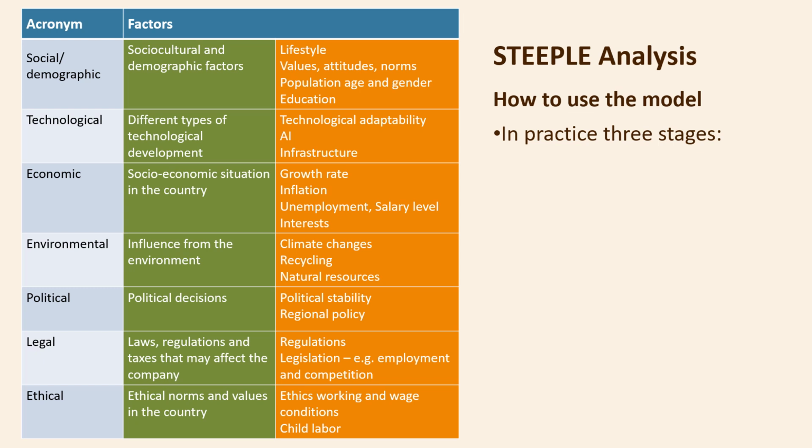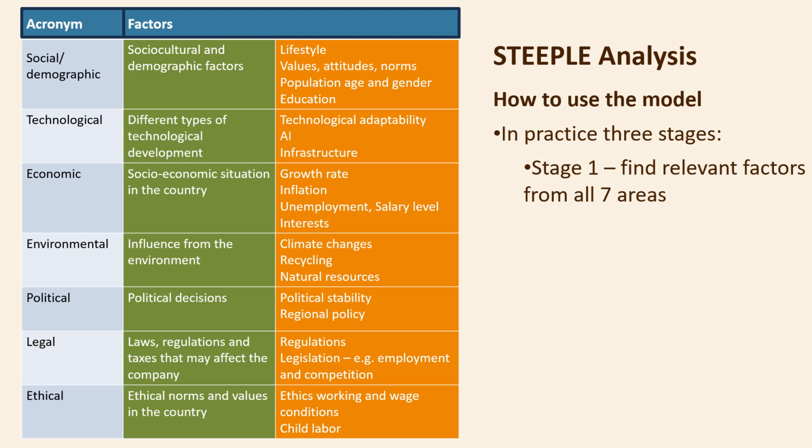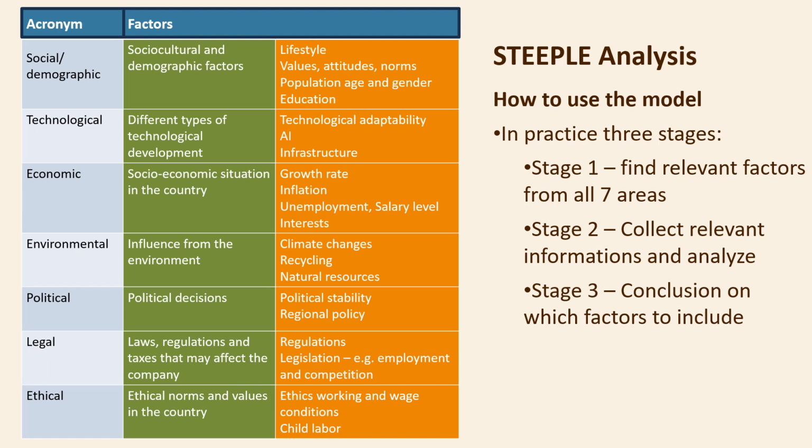In practice, the analysis is carried out in 3 stages. Stage 1. Identify relevant factors from each acronym based on a comprehensive list of all 7 areas. Stage 2. Gather relevant information about the subjects from valid sources and analyse them. Stage 3. Determine which factors must be considered in future planning and focus on their consequences for the company.